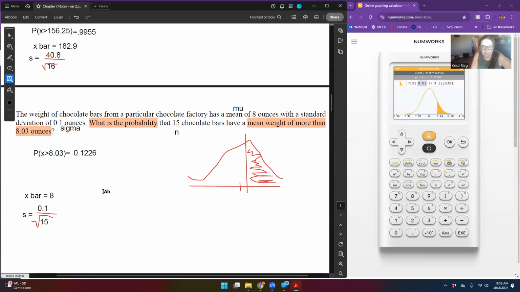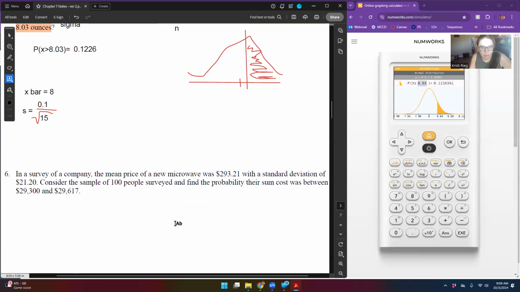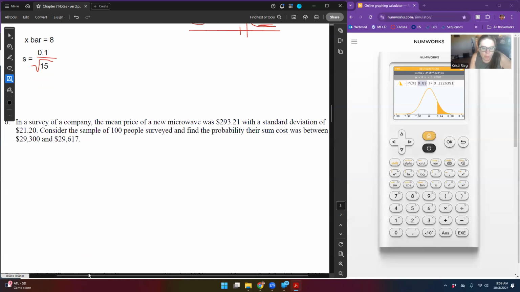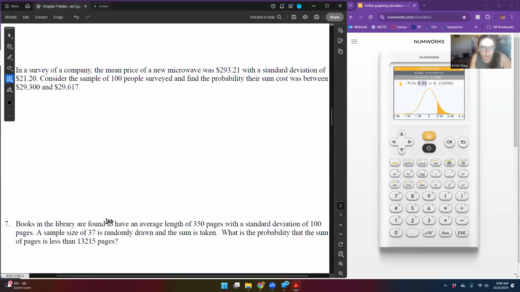Yay! This is going to be repetitive until you can figure out the difference between mean and sum on your own, which will hopefully be on the third assignment of the week. Okay, new problem. I think we just have two more problems.